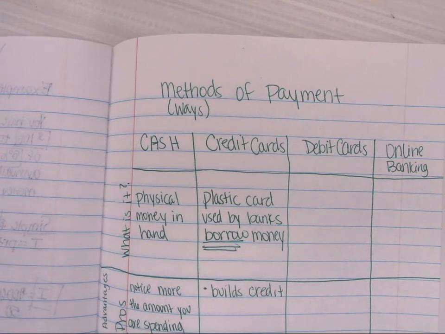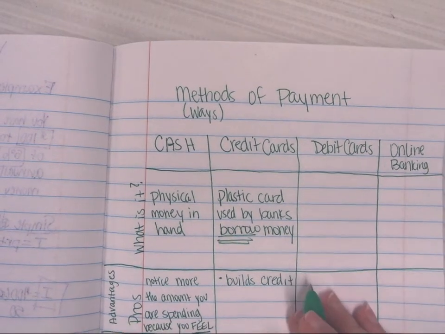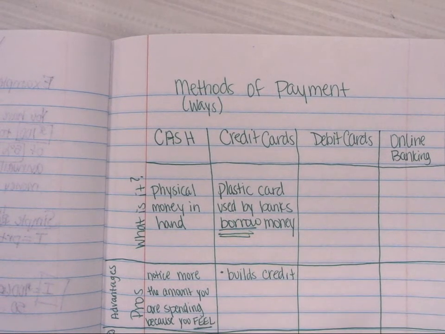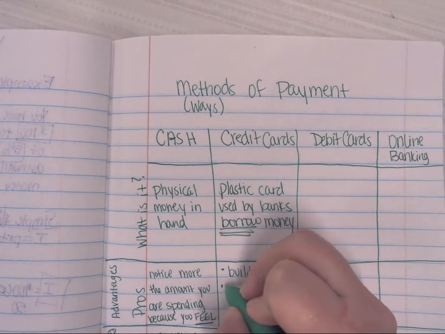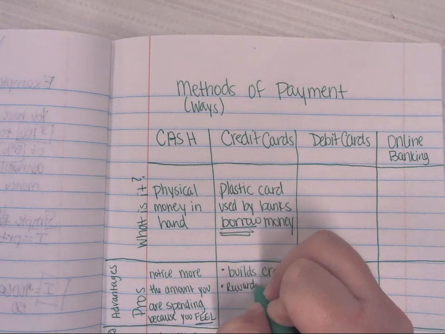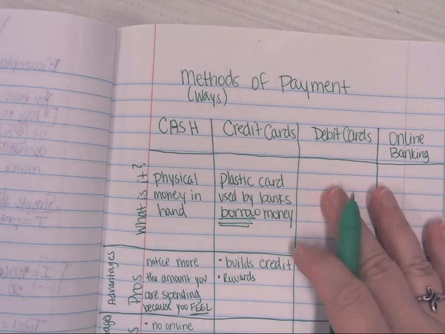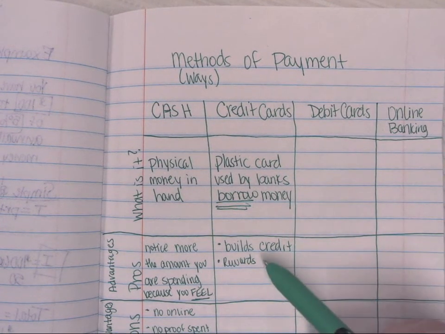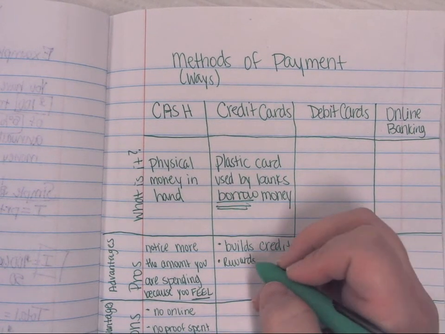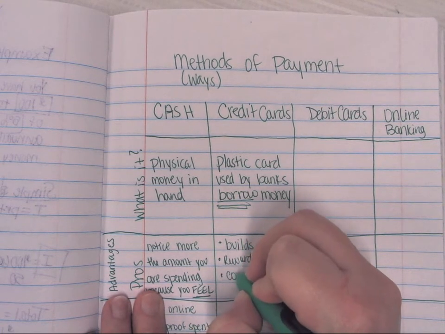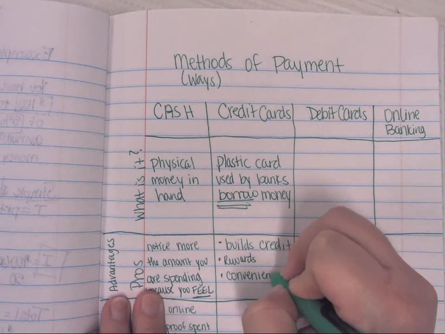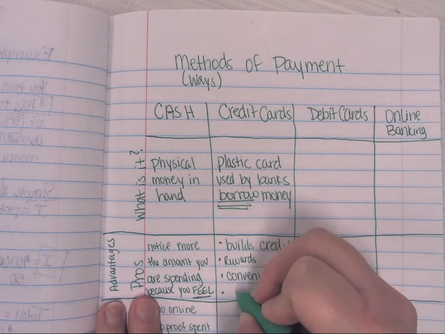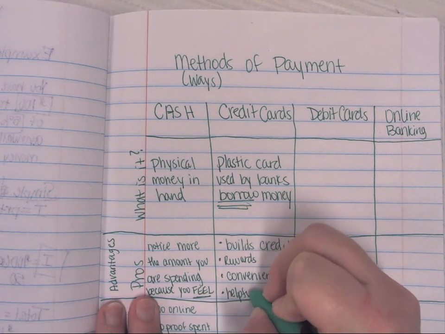Okay, credit cards are a way of saying, I've borrowed this money and I pay it back. It builds your credit up to make that credit score higher. You can earn rewards. Some credit cards, I'm sure you've seen them on commercials, earn frequent flyer miles or things like that from Capital One. They're convenient to pay with. You just swipe it. Okay? And they are helpful in emergencies.